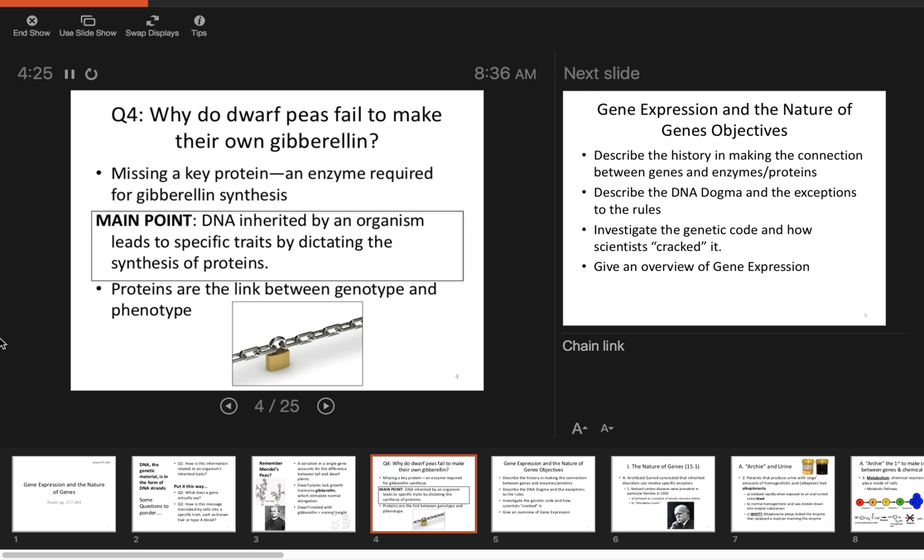So then another question is, why do these dwarf plants lack gibberellin? How come they cannot make their own? They're missing a key protein, in this case an enzyme that helps make gibberellin. The main point is that DNA is the genetic code and leads to specific traits, but what causes those traits are usually proteins or enzymes that help develop that phenotype. So proteins are the link between our genotype and our phenotype. The genotype are the alleles, dominant, recessive. The phenotype is what you actually look like, physical traits that you can see, and in between are the proteins that make it happen.